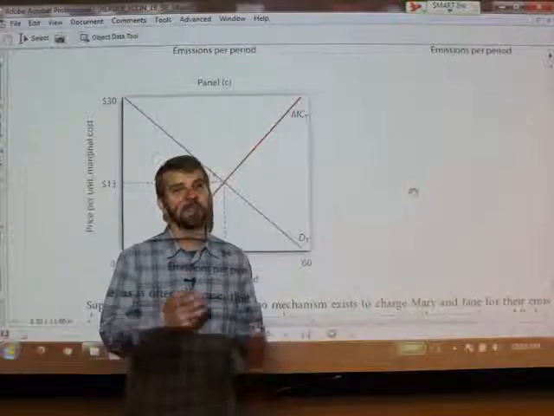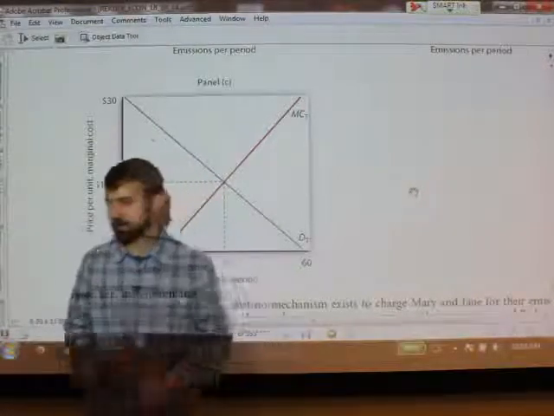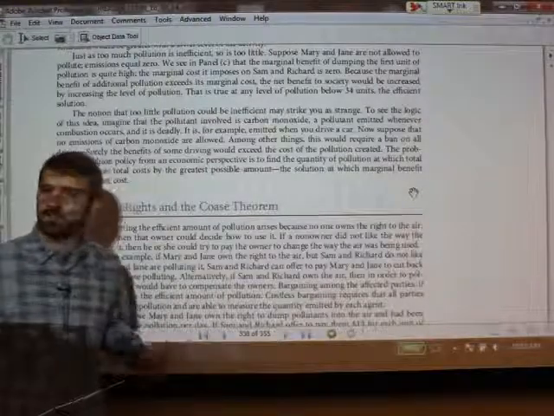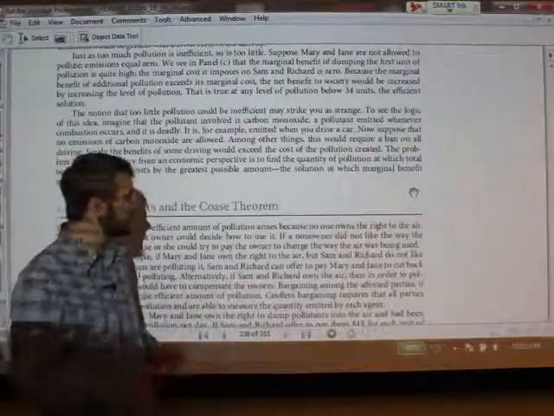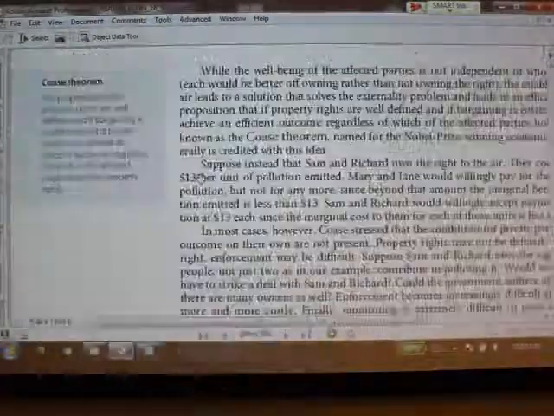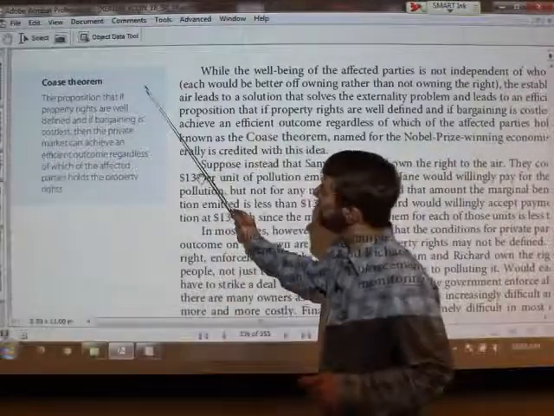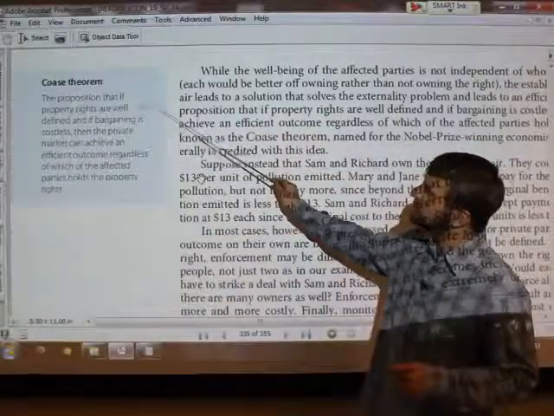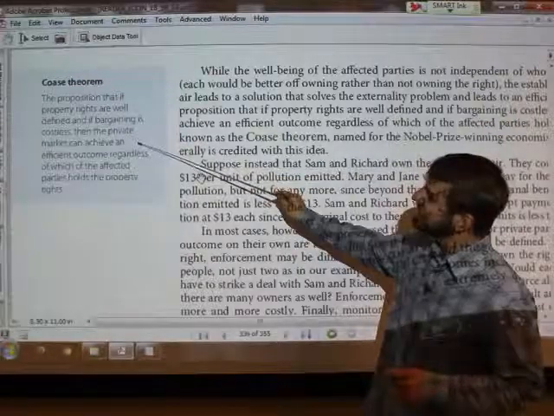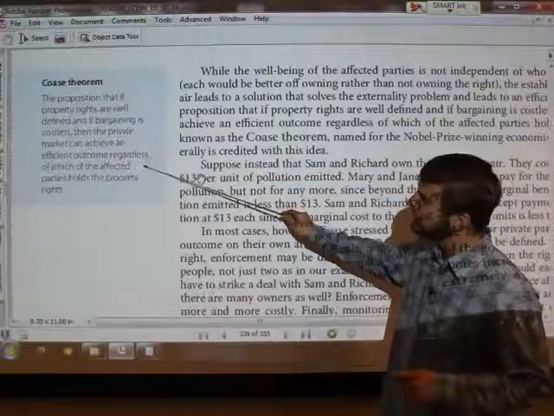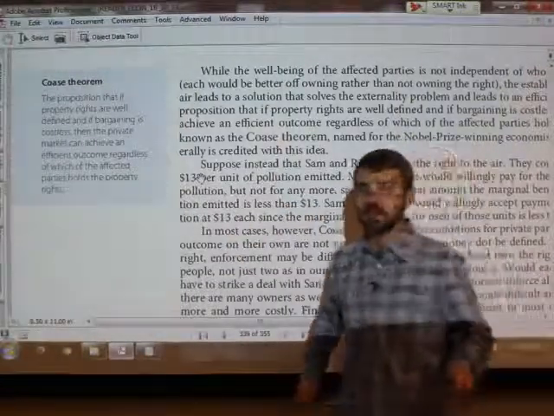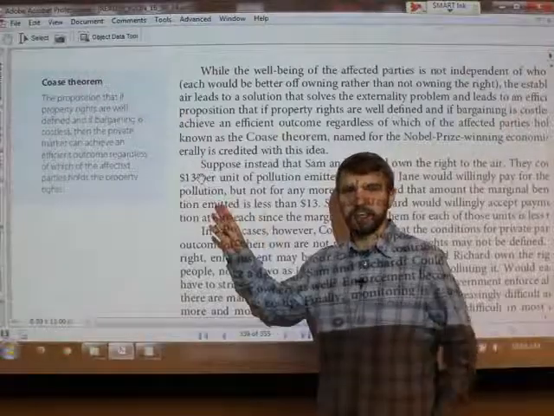option, and this gets us to Ronald Coase, who I mentioned at the beginning of this section. So you have to be a pretty important economist to have a theorem named after you. And the Coase theorem is named after Ronald Coase. Okay, the definition of the Coase theorem is the proposition that if property rights are well defined and if bargaining is costless, then the private market can achieve an efficient outcome regardless of which of the affected parties holds the property rights.